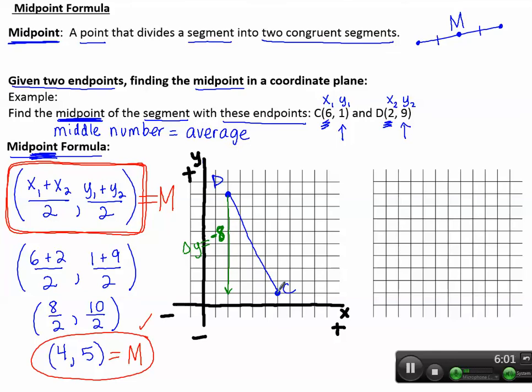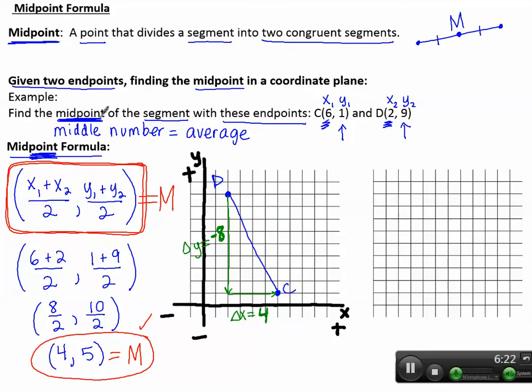Now let's count in the x direction from where I left off: 1, 2, 3, 4. That means delta x equals +4. How did I change in the x? Delta means change. Change in x is +4. Notice I was moving in the positive direction towards the plus sign.